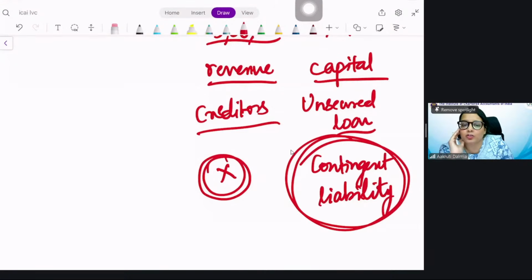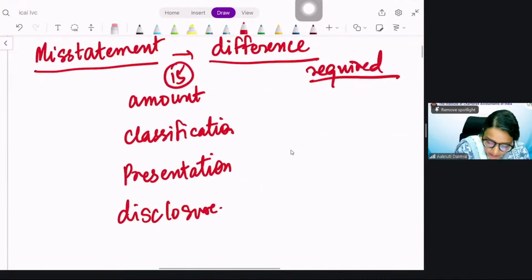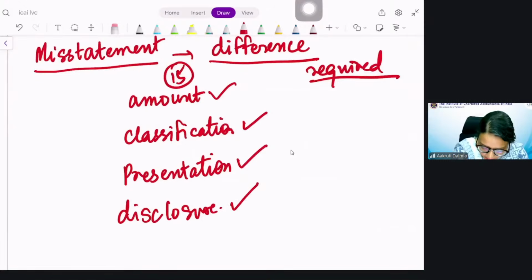So as an auditor, are we only concerned with correct tax payment? Is that our only job? It is not just about checking whether tax was paid correctly. We are concerned with the whole correct amount, correct classification, correct presentation, correct disclosure.